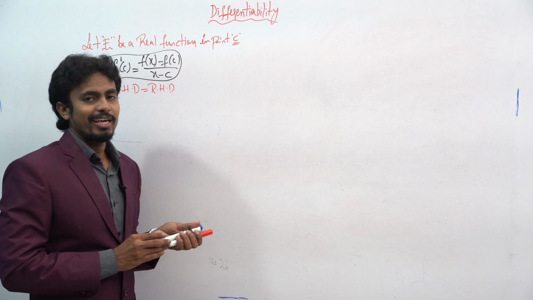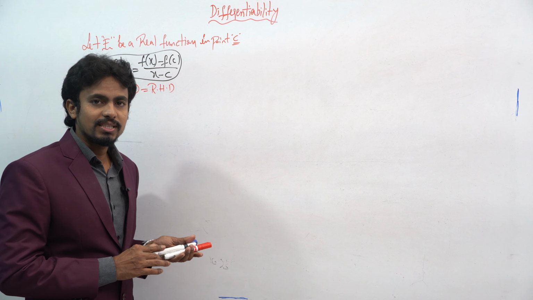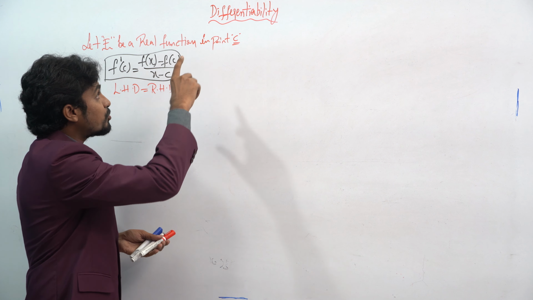Let f be a real function. If I want to consider some point c, the derivative is represented by f dash of c, which is equal to f of x minus f of c divided by x minus c. In differentiability, the left hand differentiability must be equal to the right hand differentiability.